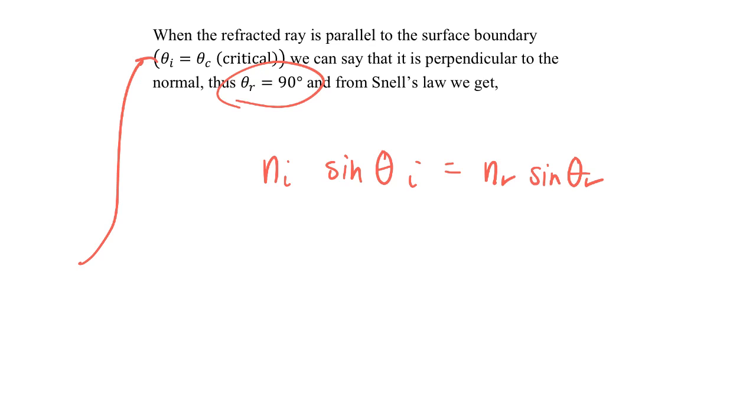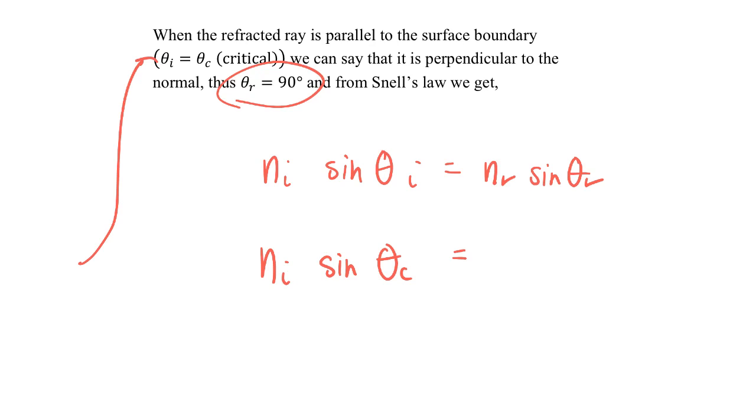And let's just go ahead and plug in now. Let's go ahead and plug in what we know. We know that the incident angle is now called critical. So the incident angle just gets a new name. It's now called critical when it hits at the right angle. Just a new name. It's still the incident angle. It's still the angle from the first material. Then what's interesting though is to recognize that the theta r becomes 90 degrees.